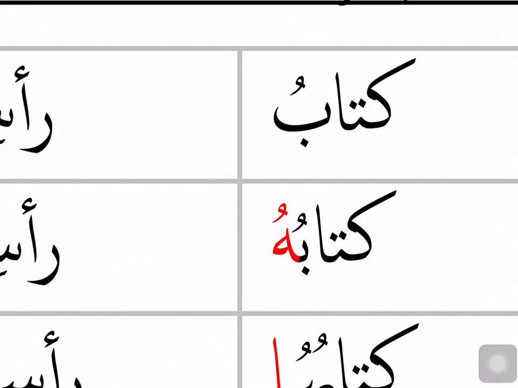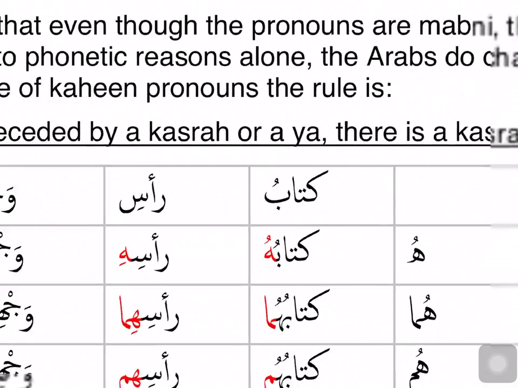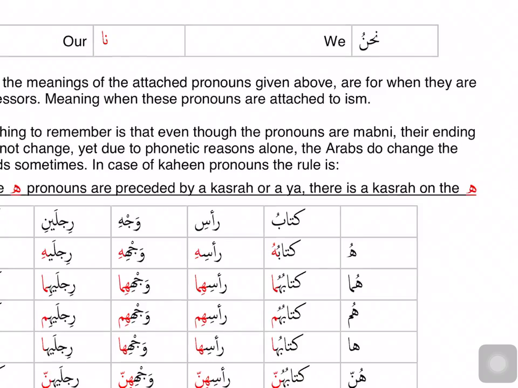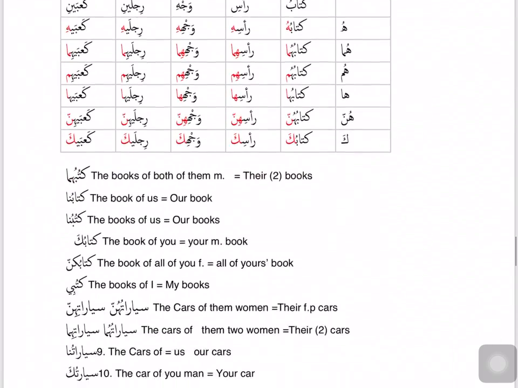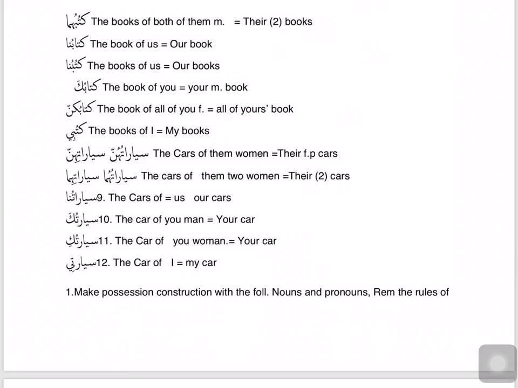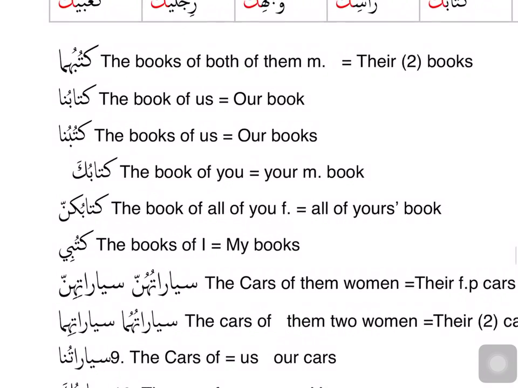How do I know that? Because it's very simple. Anytime I see an attached pronoun attached to an ism, it is always mudaf ilay, and mudaf ilay is always jar. So kitabuhu, hu is in jar status. So these are the pronouns: hu, huma, hum, ha, huma, hunna, ka, kuma, kum, ki, kuma, kunna. Let's look at some examples here.